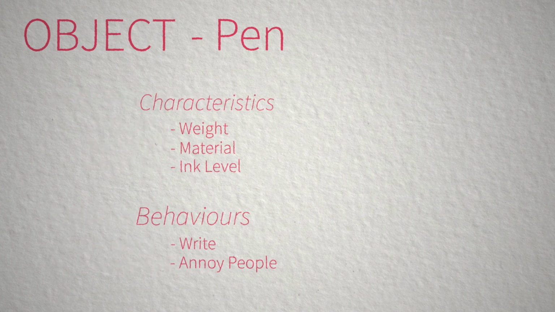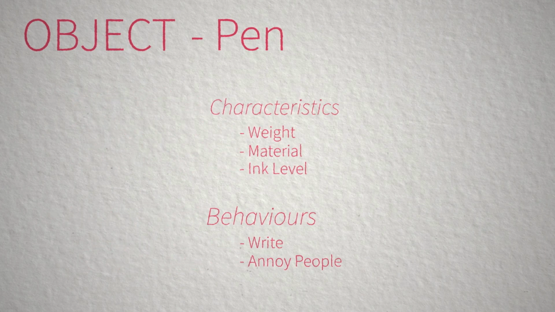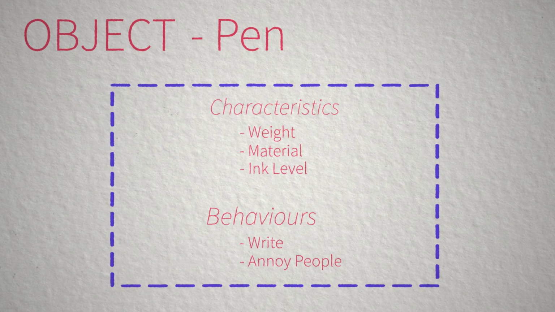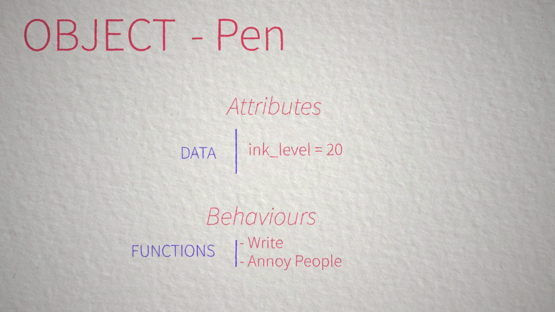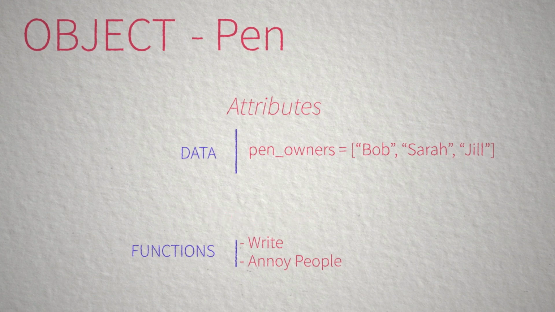If we want to represent this in software, we can do so as a self-contained unit that has its own data and its own functions that operate on that data. These characteristics are also known as an object's attributes, and we can represent these as simple variables or more complex data structures like lists or dictionaries. And the functions that operate on this data, or the object's behaviors, are called methods.